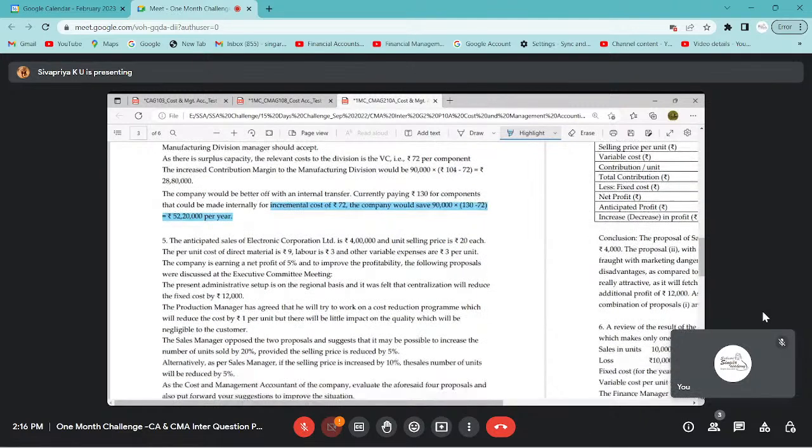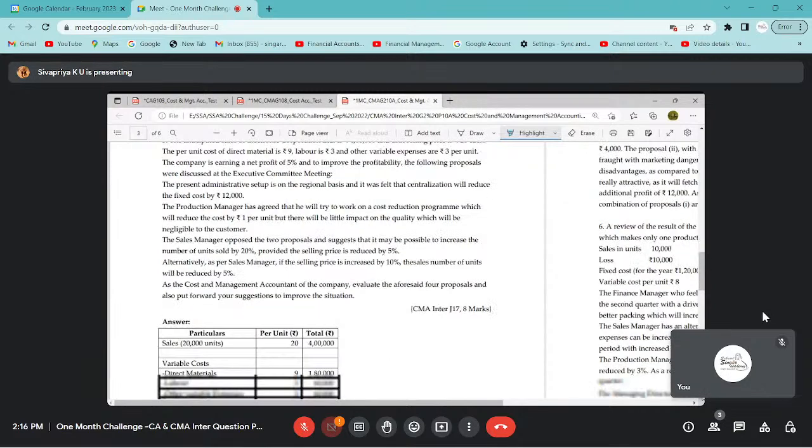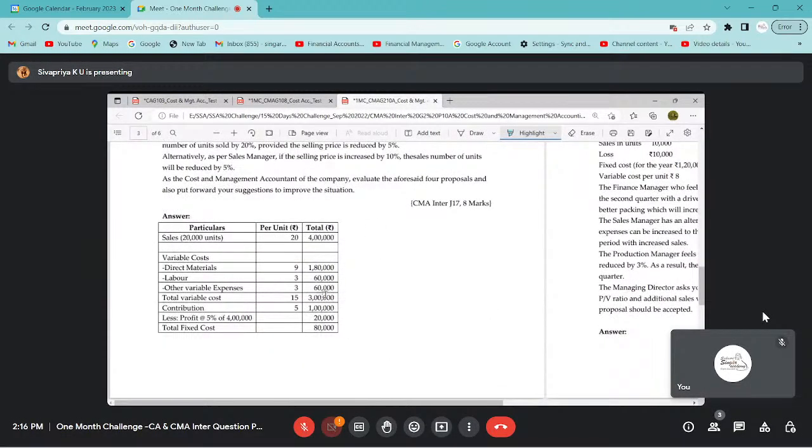Question number 5. With respect to question number 5, the current scenario is given, and the production manager and sales manager have their proposals. So we have to consider all these proposals and calculate. The first thing is you have to calculate the contribution and profit under the current scenario. Okay, so this is the total fixed cost. The profit percentage is known, by which we can calculate the total fixed cost, 80,000.